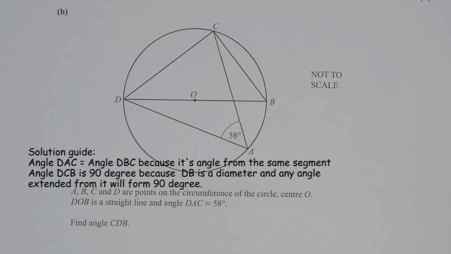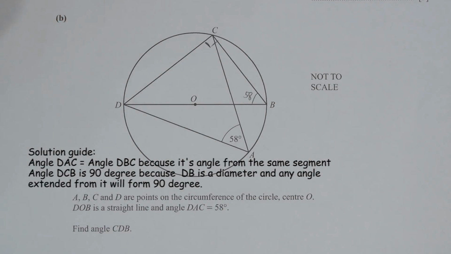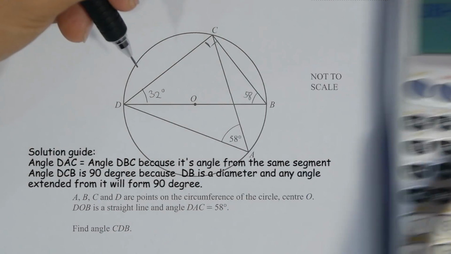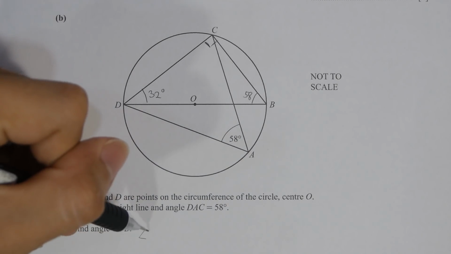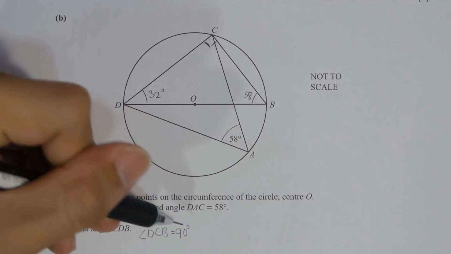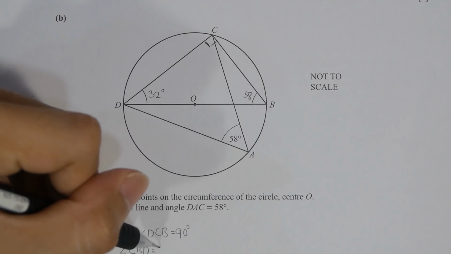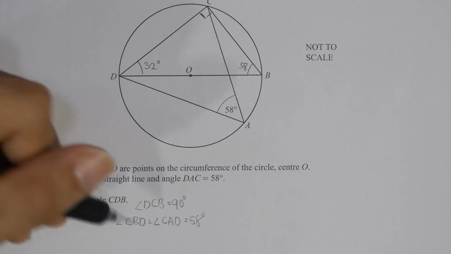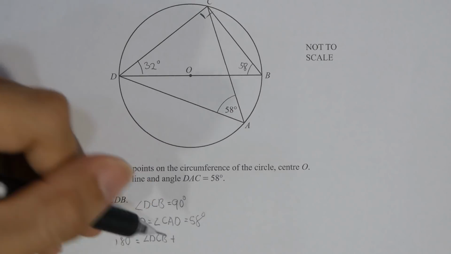For part B, the key information you are required to identify is that DCB is equivalent to 90. The next thing you need is CBD equals CAD because they are angles from the same segment, so it is 58 on that side. Then to identify CDB, simply take 180 minus 90 minus 58 and you will get 32.